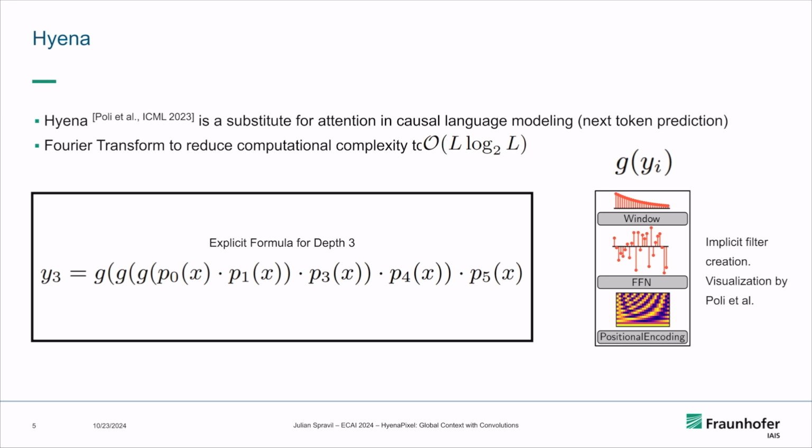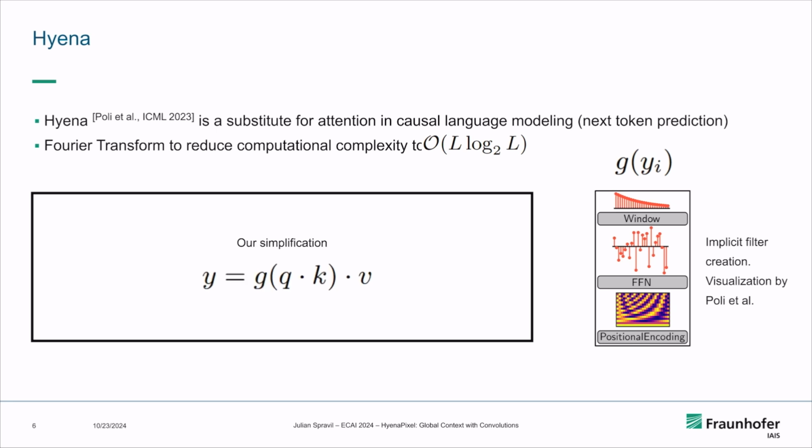We can write this explicitly for depth of 3. Here we apply the function g 3 times, and we have 5 projections in total. For our case, we can simplify that even more by only having one recursion and applying the function g 1 time. We can also rename the projections to query, key and value, as we are used to from attention.